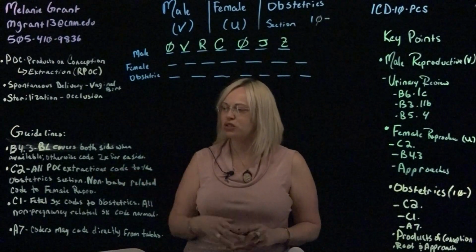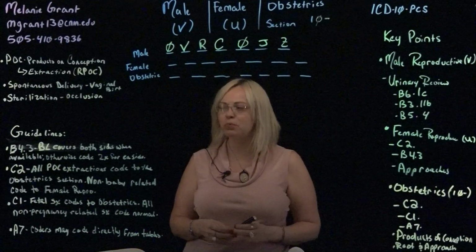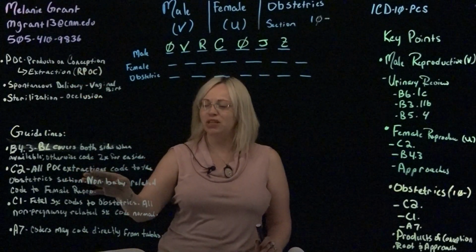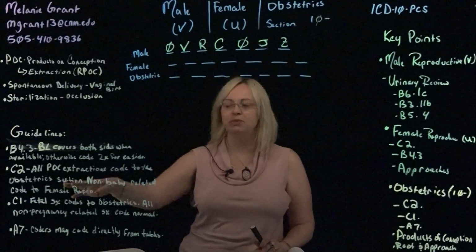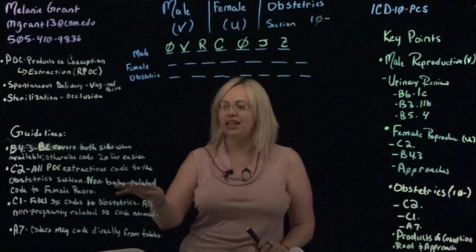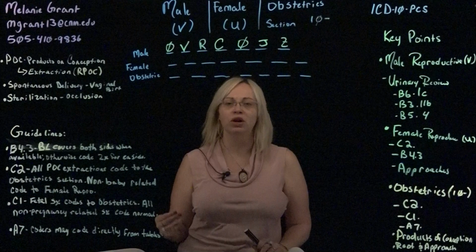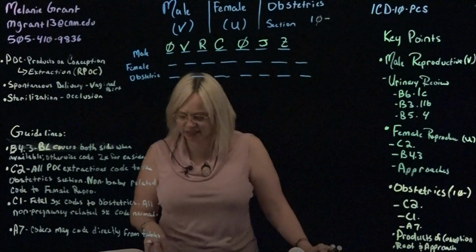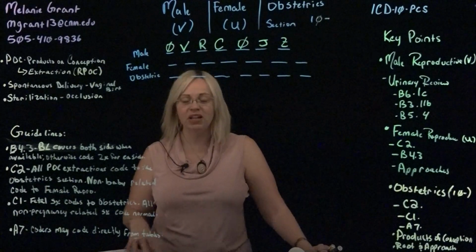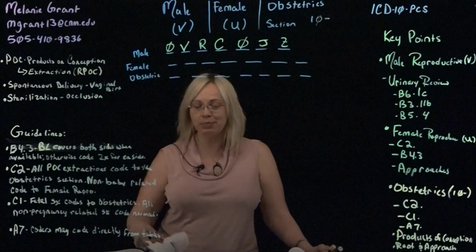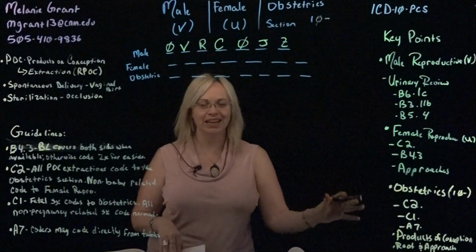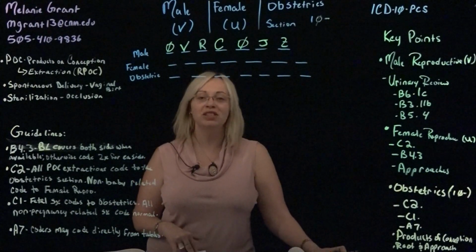Guideline C2 basically says that anything pertaining to products of conception, such as extractions, will code to the obstetrical section. Any non-baby related procedures will code to the female reproductive system. This applies for things like a D&C, where the patient is coming in for diagnostic purposes that are not obstetrical related, versus procedures that are.